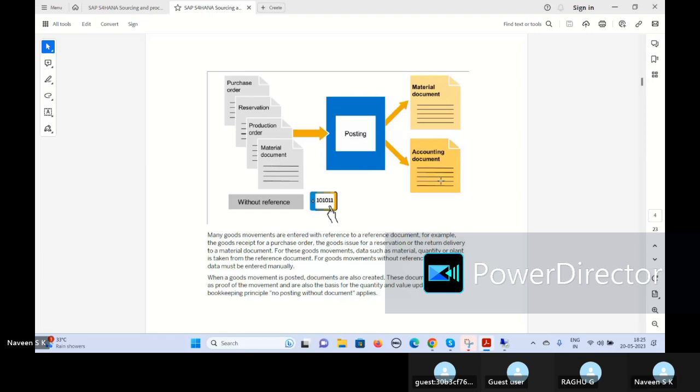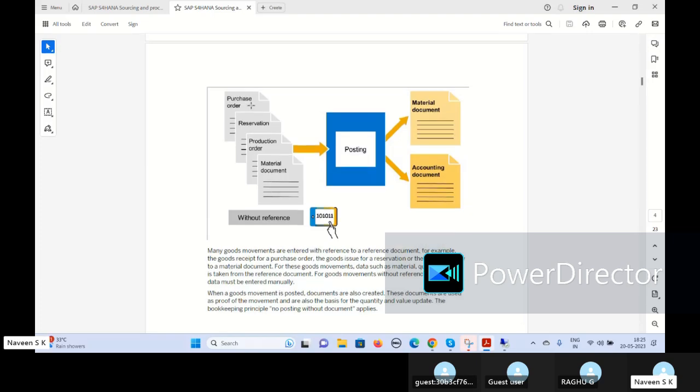So we can do a GR, our goods movement, with reference to these documents. With reference to a material document we can also do it, as well as with reference to a production order, reservation, or purchase order, and we can also do it without reference.